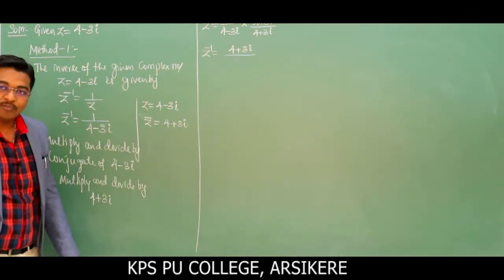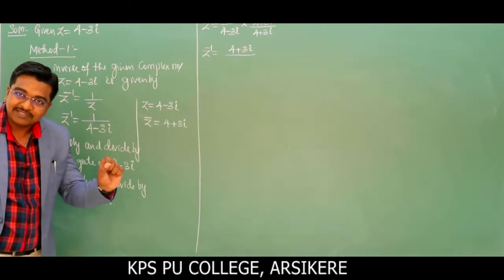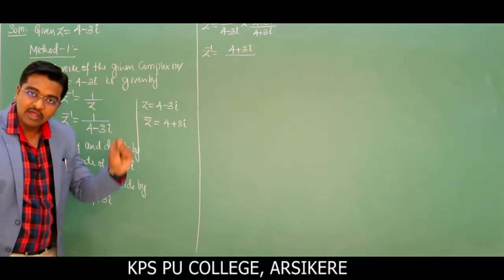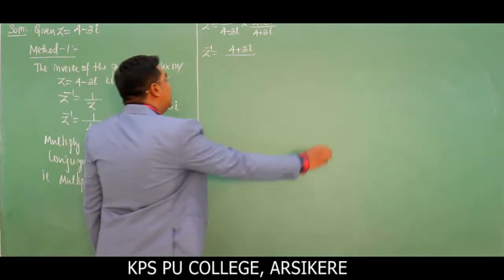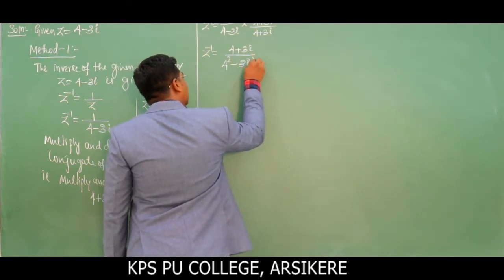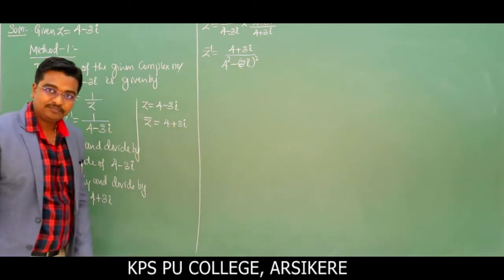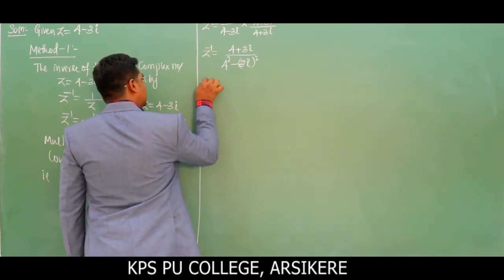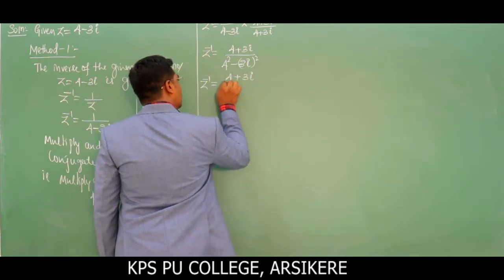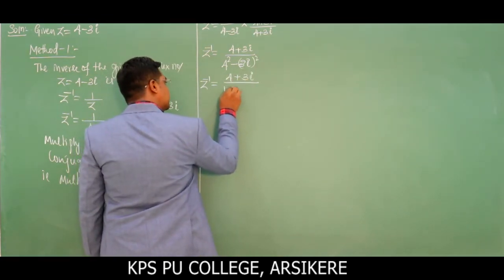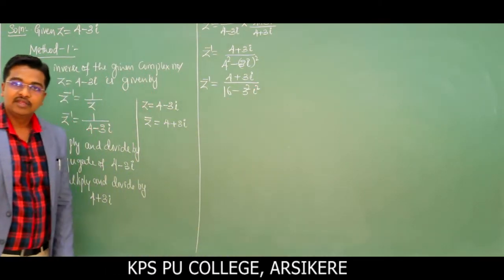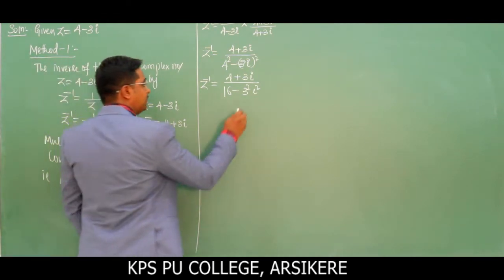Then look at the denominator. Again it seems to be a plus b into a minus b. So what is the compact form? Very good. A square minus b square. Here a is 4, that becomes 4 square minus 3i whole square. Now this reduces as z inverse is equal to 4 plus 3i as it is, whole divided by 16 minus 3 square into i square.